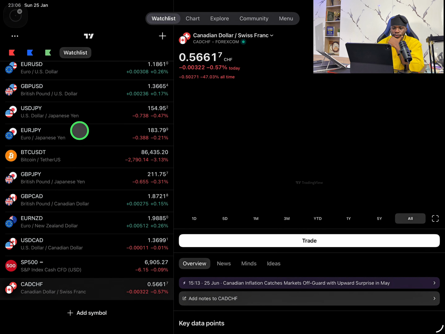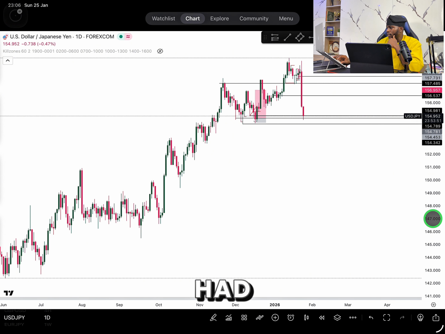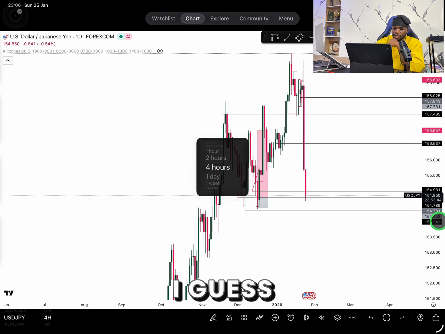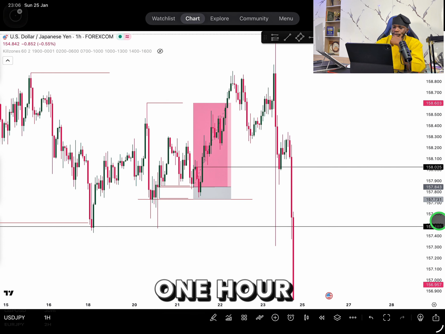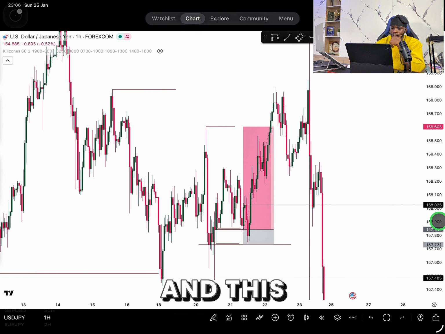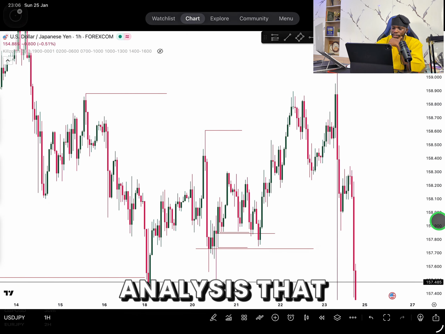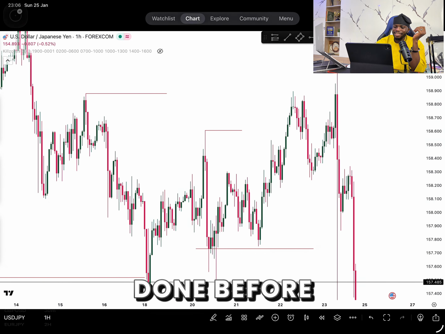USD/JPY. Okay, so somewhere around here was where I had my sell projection. I guess it was around the 1 hour time frame. Yeah, somewhere around here. And this was it. Ignore the analysis that was done after. I think what matters most is the analysis that was done before.